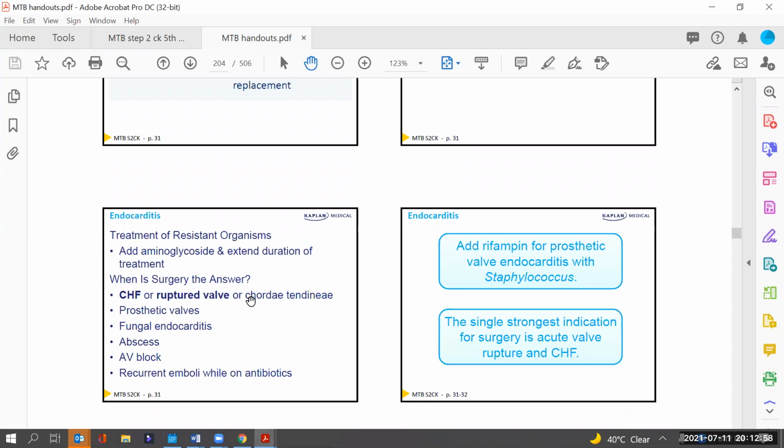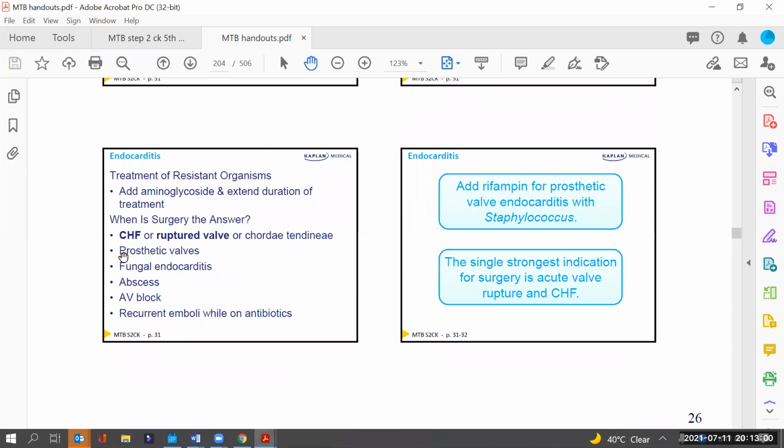When is surgery the answer? When we are going to go for the surgery, if there is congestive heart failure, ruptured valve, prosthetic valve, fungal endocarditis, because fungus are mostly resistant to every antibiotic. We don't have any option because medicine is not going to work, antibiotic is not going to work. Or abscess, AV block is there, recurrent emboli while on antibiotics. So these are certain conditions in which we will go for surgery. But mostly endocarditis is curable on antibiotics, on medical treatment.